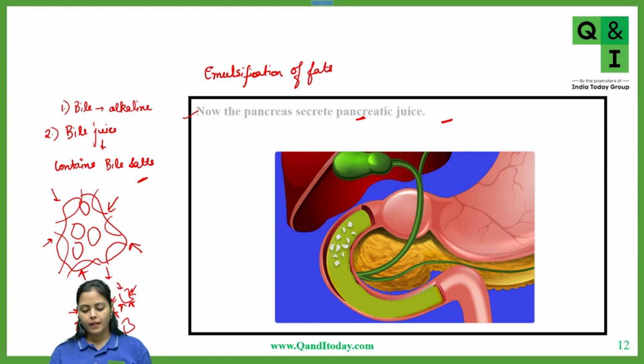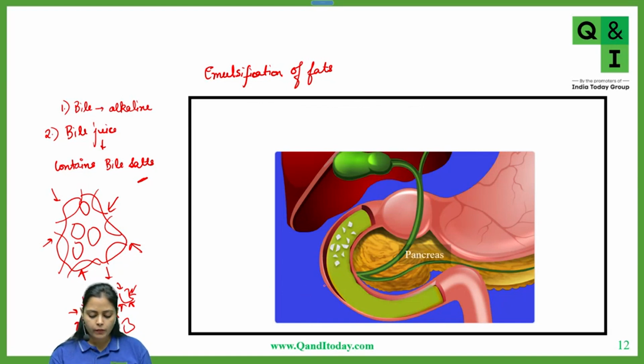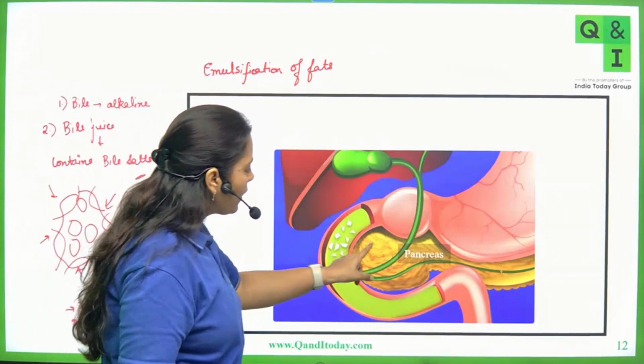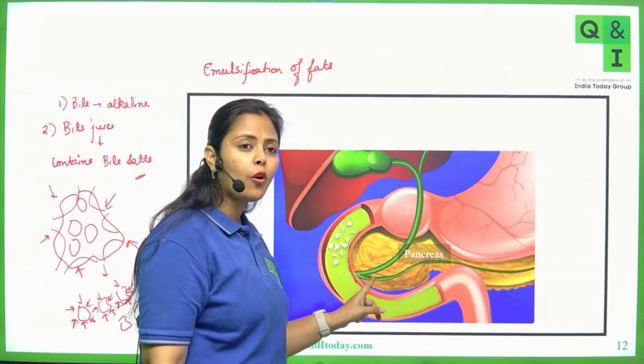Now the pancreas's role comes into play. What will the pancreas do? Similarly, the pancreas will secrete pancreatic juice. So this is the pancreas, the yellow organ which you can see from here. This yellow leaf-like organ which you can see is at the back of the stomach.